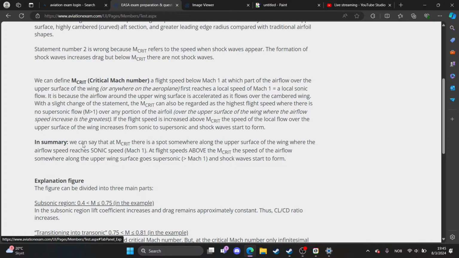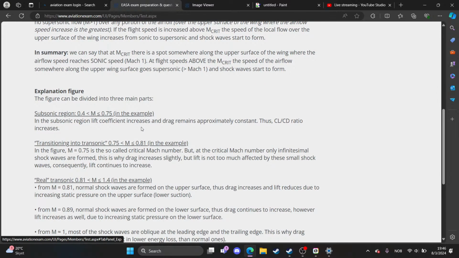Summary. I like summaries. We can say that at the Mcrit, there's a spot somewhere along the upper surface where the airflow speed is sonic speed. At a flight speed above Mcrit, the speed of airflow somewhere along the upper wing surface goes above Mach 1 and the shockwave starts to form.